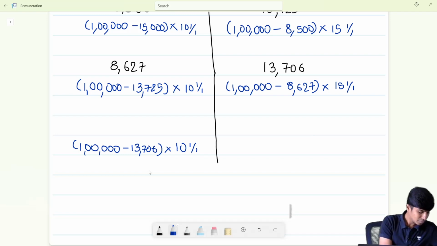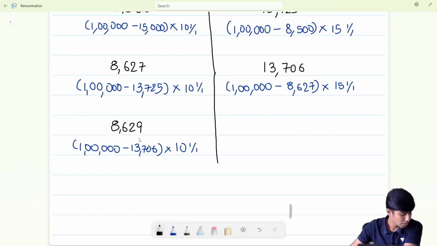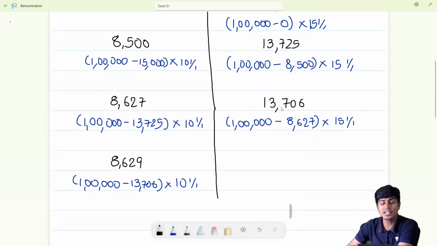Let's do 1 lakh minus 13,706 multiplied by 10%. That gives us 8,629. Oh God, 2 rupees of difference. 8,629.4 it is, so I have kept it 8,629. Now, is this the final answer? Is this general manager's remuneration 13,706 correct? No. We computed 13,706 considering sales manager's remuneration as 8,627. Now, sales manager's remuneration has changed from 8,627 to 8,629. So, general manager's remuneration will also change.